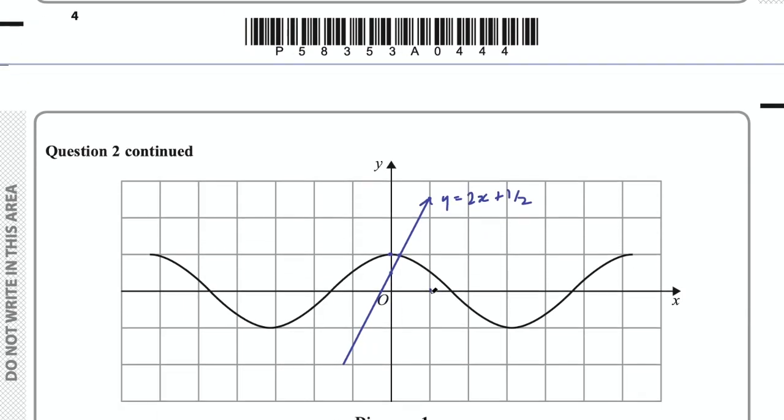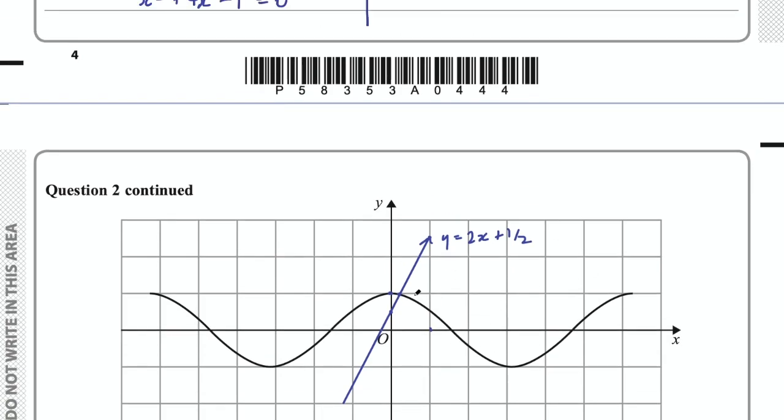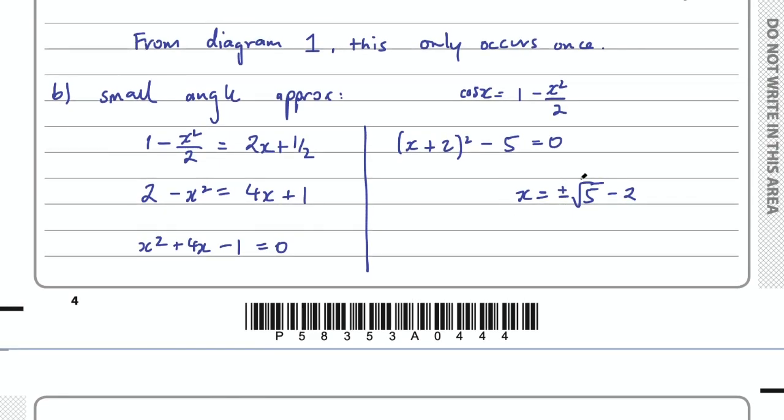Let's look at the graph again. Clearly this solution must be a positive solution. It's in the positive x area of the graph. So if we look at these two solutions, then it can't be negative root 5 take 2. Okay, so we're going to say then that alpha must equal positive root 5 take 2.